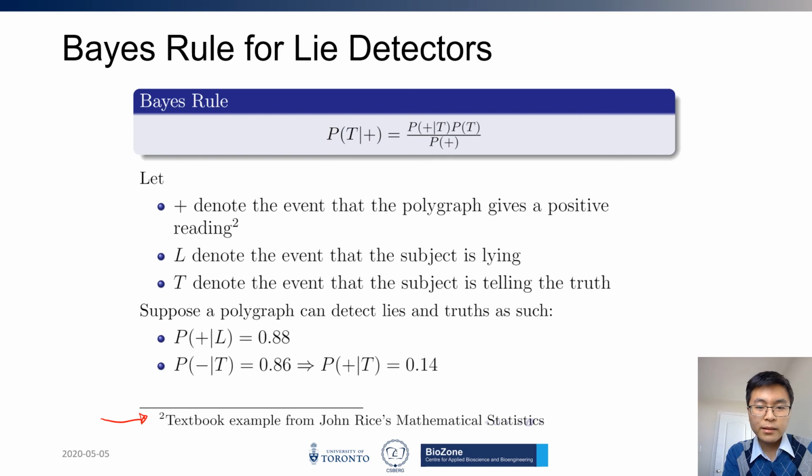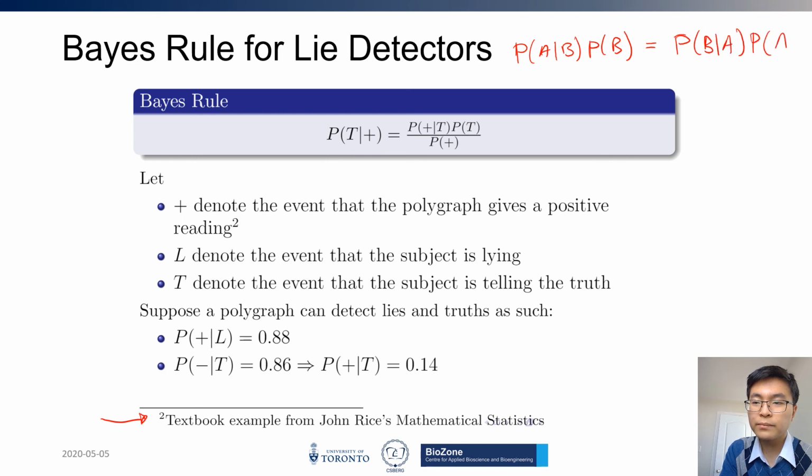Okay, before we move on to the example, let's recall what Bayes' rule is. It's essentially just cross-multiplying rules that we know from conditional probability. So in the more general form, it's P of A given B, P of B is equal to P of B given A, P of A.